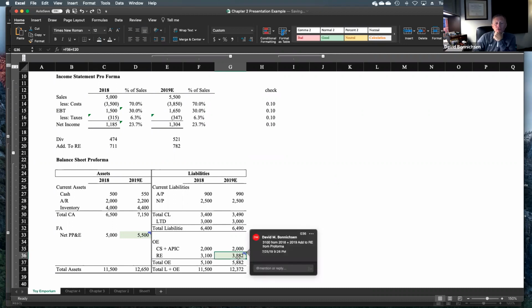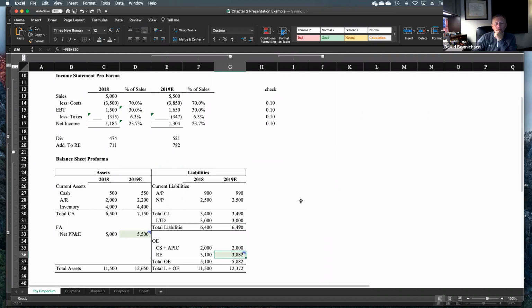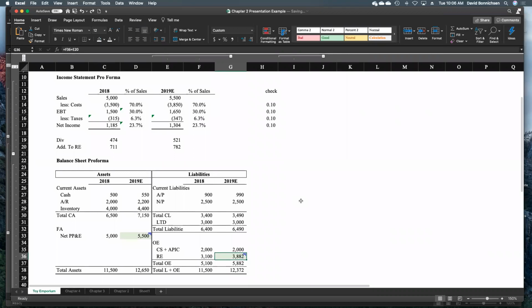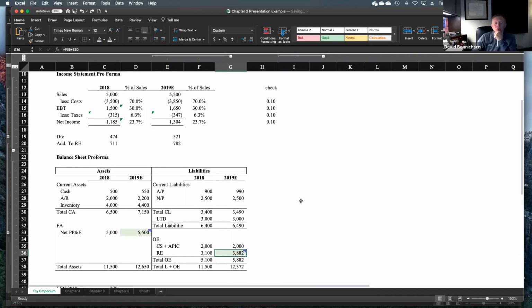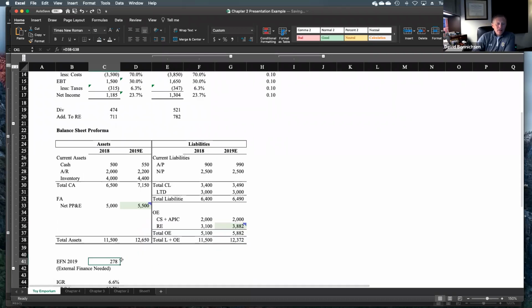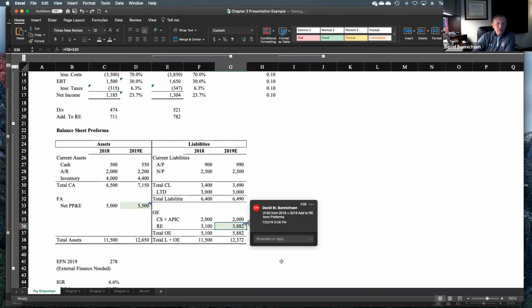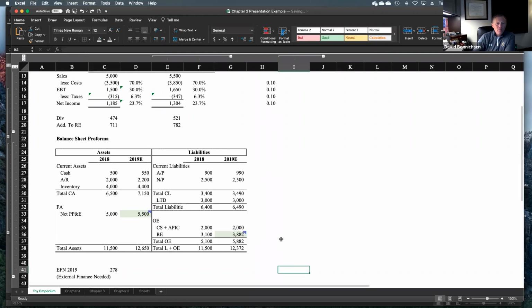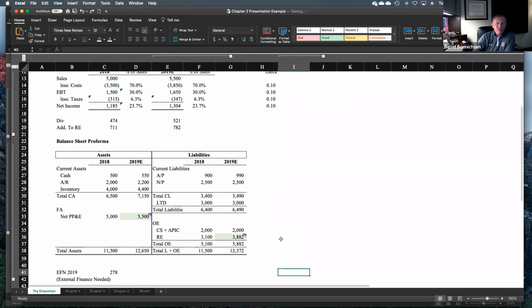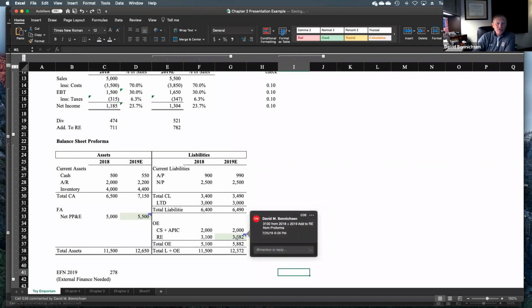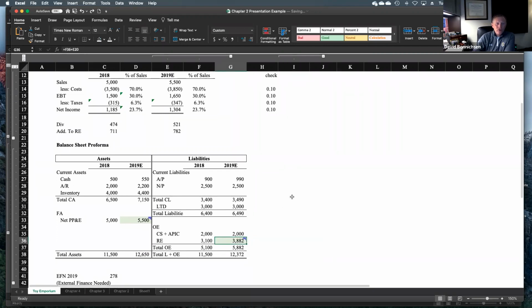How did we get this retained earnings number? Could you add it to your retained earnings? So if you're going to add $278 to this retained earnings number, what management decision do you have to make in order to get $278 more right there in retained earnings?